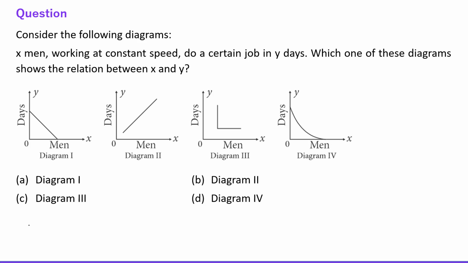The next question says, consider the following diagrams. X men working at constant speed do a certain job in Y days. Which one of these diagrams shows the relation between X and Y?